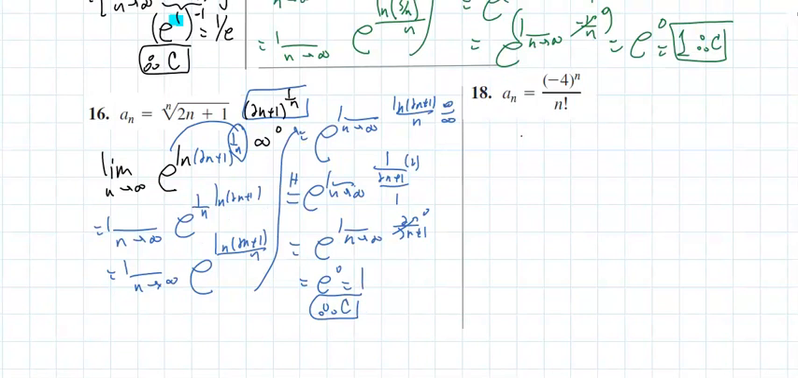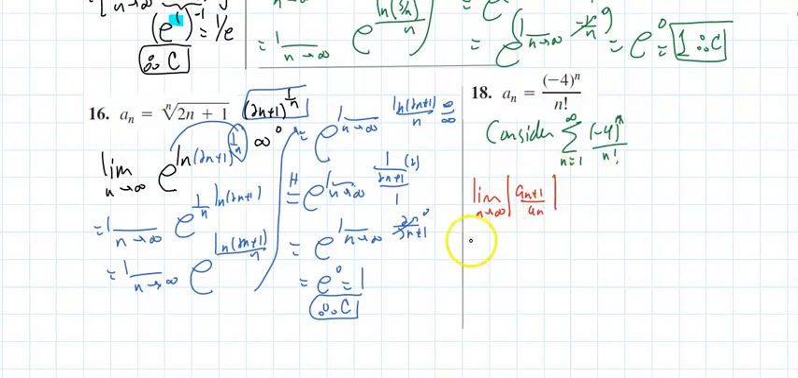The following problem, number 18, is a bit tricky. It's kind of challenging to do. I'm going to show you a trick that, I think, you're going to like. Even though this is a sequence, I'm going to say consider this series, n equals 1 to infinity of negative 4 to the n over n factorial. And since this is a series now, can't I use the ratio test? But it's a sequence. That's okay, bear with me.